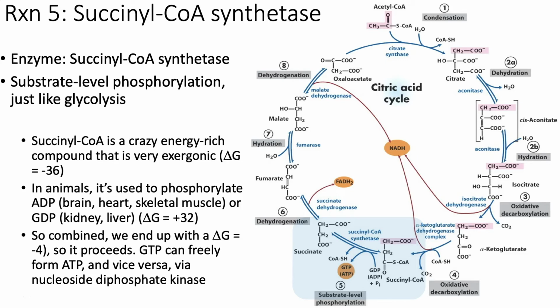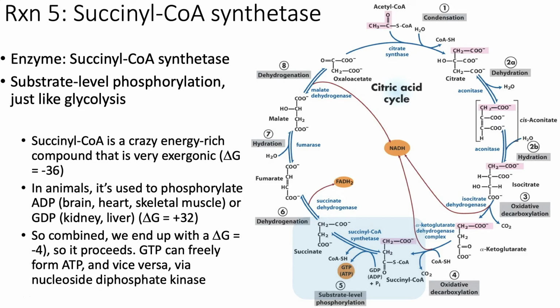And we're going to use Succinyl-CoA synthetase. And we're going to do something really, really cool. We're going to do substrate level phosphorylation, just like we did in glycolysis. If you recall, in glycolysis, we input 2 ATP to stick those phosphates onto our glucose, and then we are able to get 4 of those out. That process is substrate level phosphorylation, as opposed to oxidative phosphorylation, which is when we use the electron transport chain to actually generate ATP. So in this case, we're using substrate level.